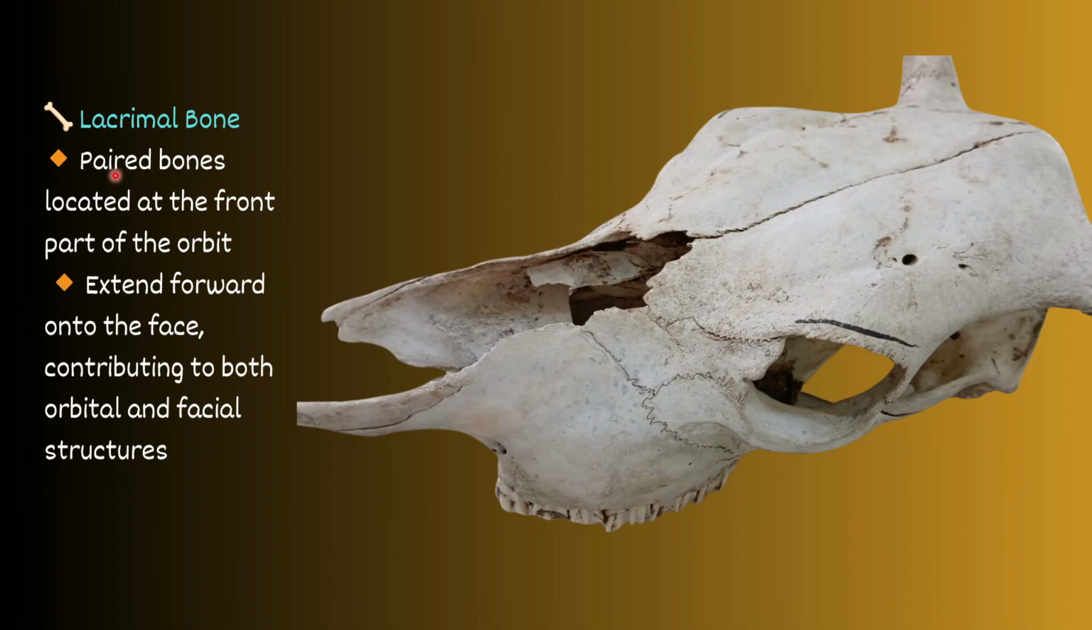Lacrimal bone. So you can see this is the lacrimal bone. It is a paired bone located at the front part of the orbit. So this is the eye orbit. At the front you will find the bone on either side. It extends forward onto the face, contributing to both orbital and facial structures.